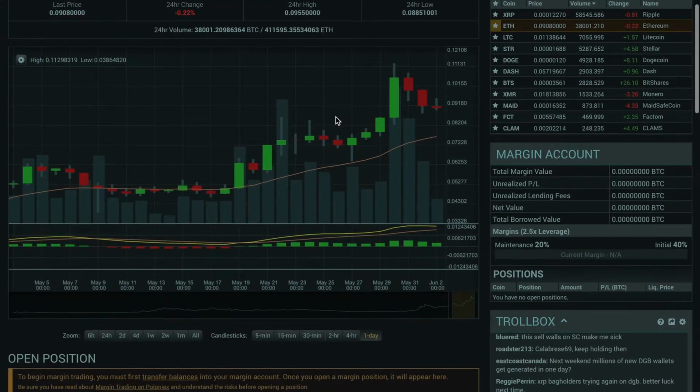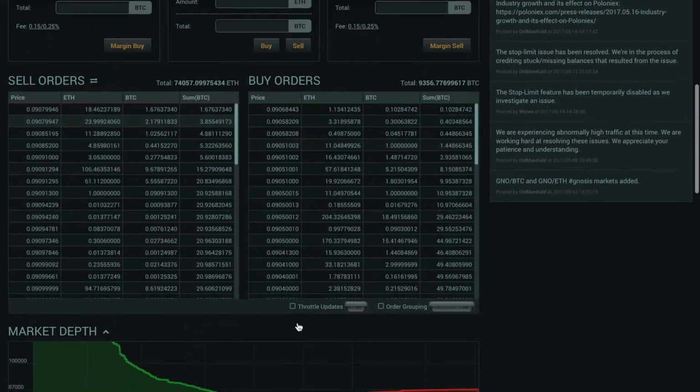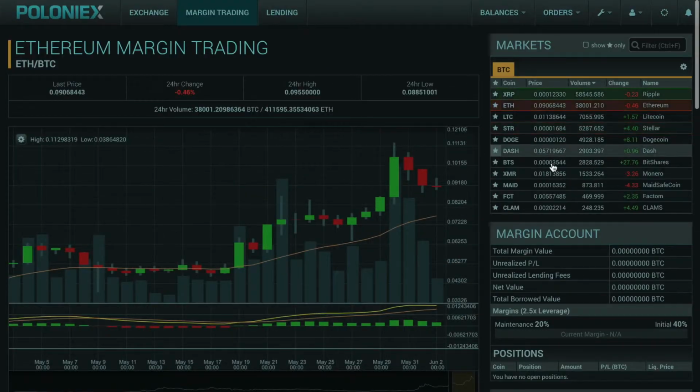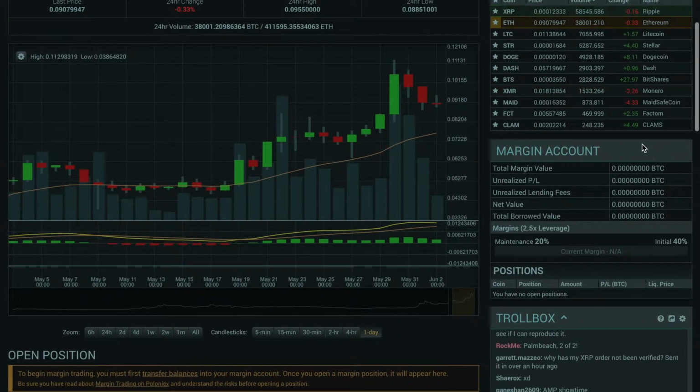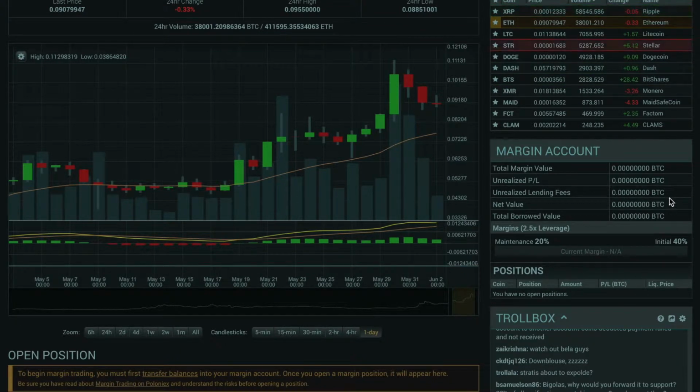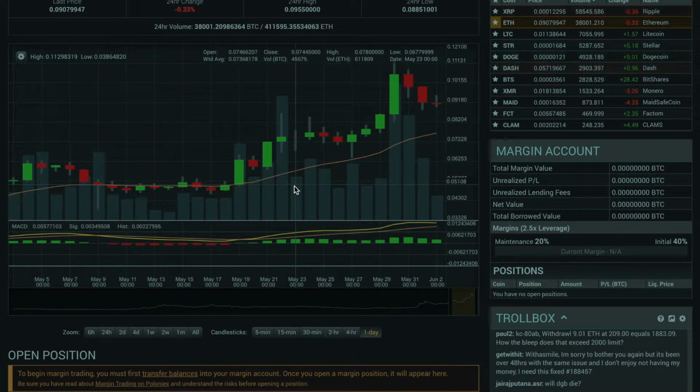As you see, the interface looks very similar to spot trading, but in margin trading you can trade a very small amount of pairs, and margin trading has some weird margin tab. So what the hell is margin?